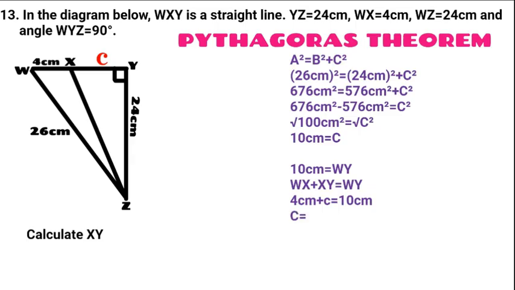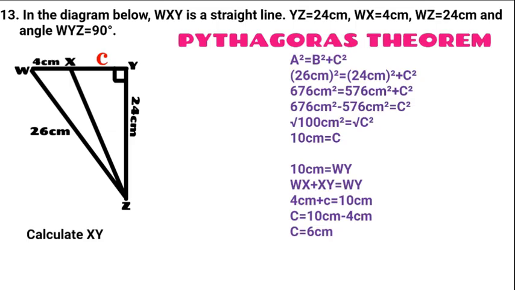Then I'm going to put like terms together at this stage, so I'm going to write c is equal to 10 centimeters, then 4 will cross the equal sign and become minus 4, which gives us 10 centimeters minus 4 centimeters. When we find the difference of 10 and 4, we find that it's 6, so c is equal to 6 centimeters. So the length of xy is 6 centimeters. That is the length of xy.